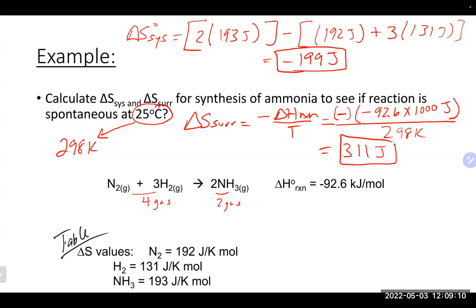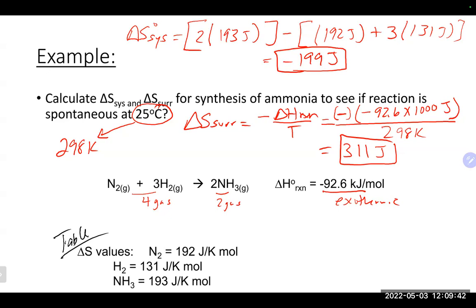Question on that one there. Obviously, if you left it in kilojoules, you're probably looking at like 0.311 at this point. Also makes sense, right? Because this reaction is exothermic, which means the surroundings should be picking up that heat and energy, which means for the surroundings, we should actually be increasing the disorder, and we should see a positive value there for our surroundings, which we also do. Any questions on that there?